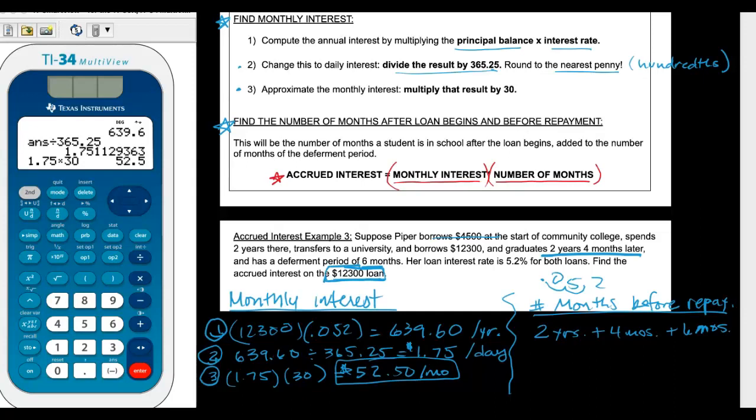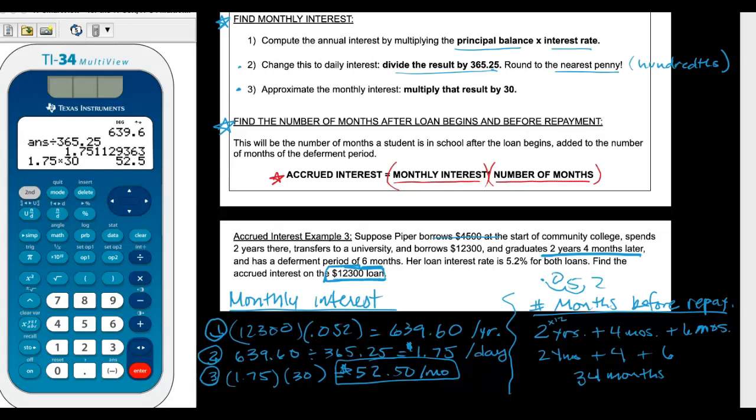So I'm going to go ahead and convert years to months. I'm going to multiply 2 times 12, and I get 24 months plus 4 months plus 6 months. Okay, so that gives me 34 months total that the student was in school or in deferment period after they took out that loan of $12,300.